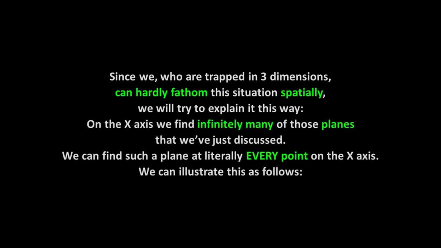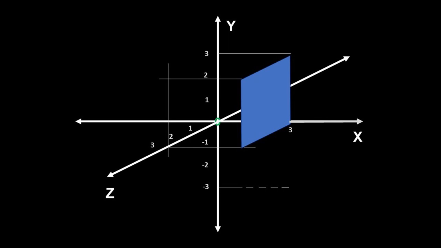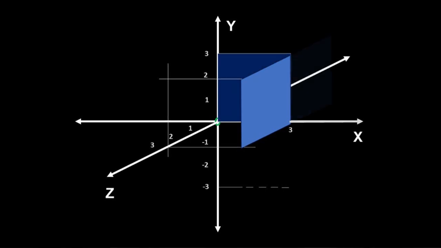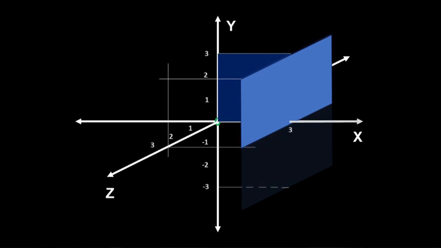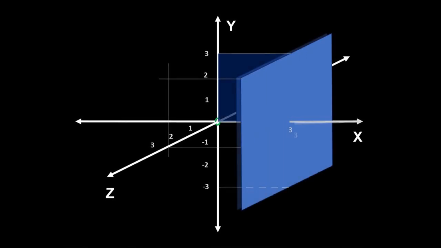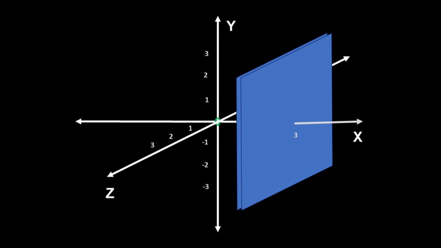Since we who are trapped in three dimensions can hardly fathom this situation spatially, we will try to explain it in this way. On the x-axis, we find infinitely many of those planes that we've just discussed. We can find such a plane at literally every point on the x-axis. We can illustrate it as follows. We add that. Let's make that one plane bigger. There's another plane like that. If a point would move around on that, its x value would remain constant.